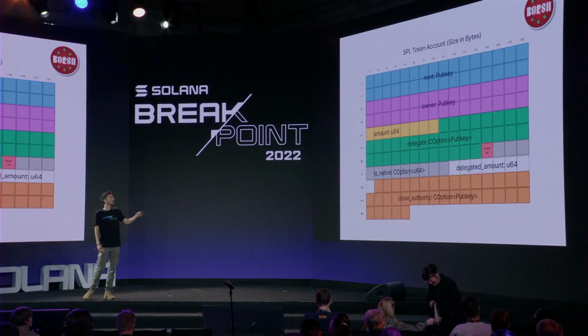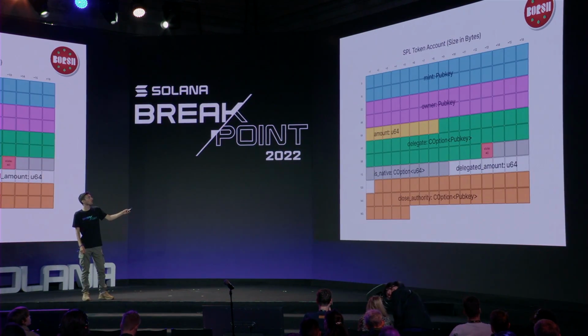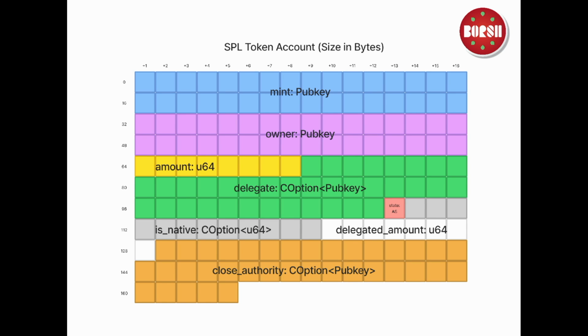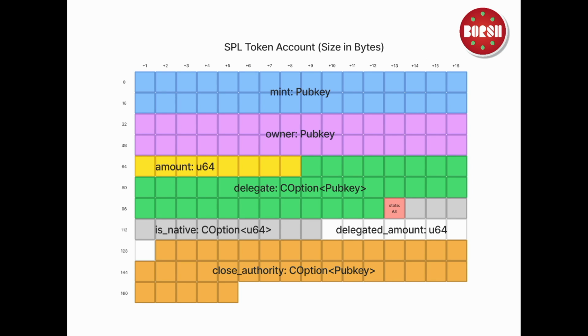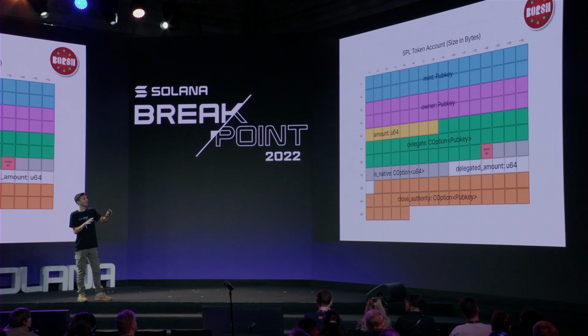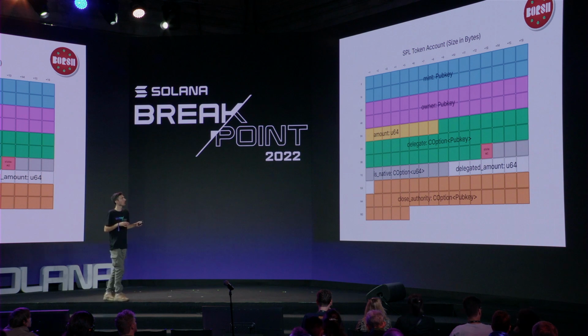We can see here the structure of the token account. So the token account is this part on the right. The data is stored this way. So here we have the 165 bytes. Each square is a byte. So we have our 165 bytes. And this is how the data is structured.